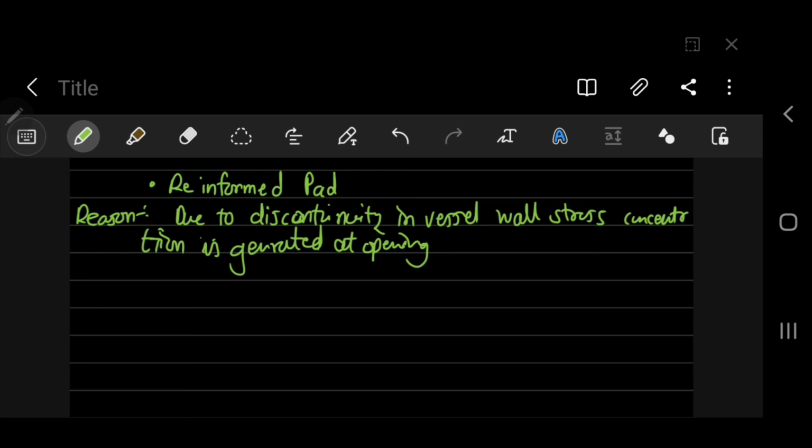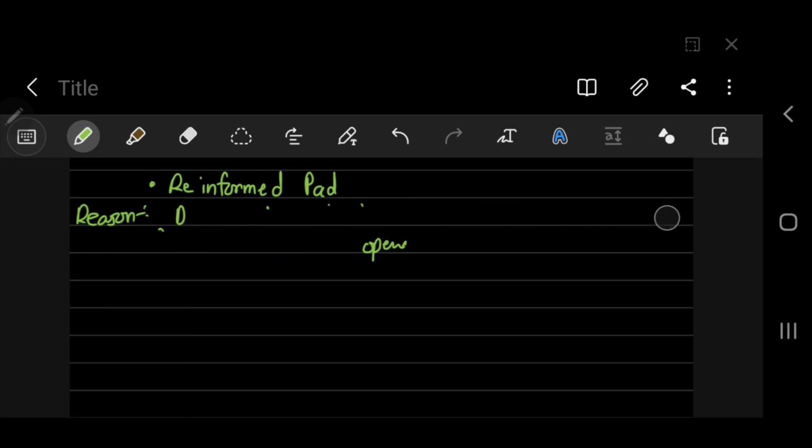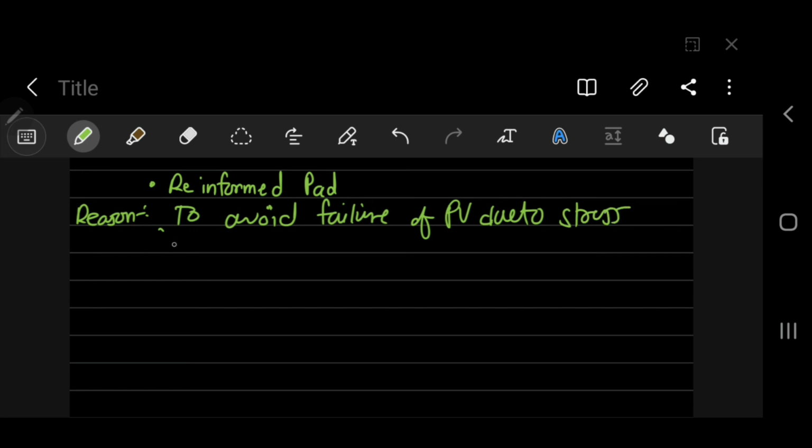Okay, that is, to avoid failure of pressure vessel due to stress concentration, a reinforcing pad is provided. Okay.